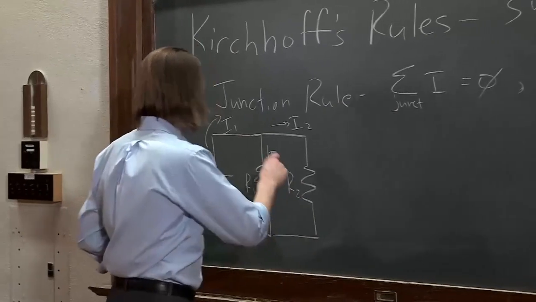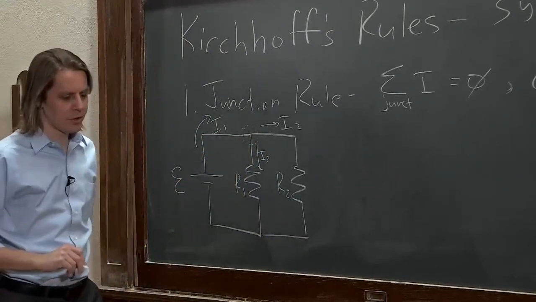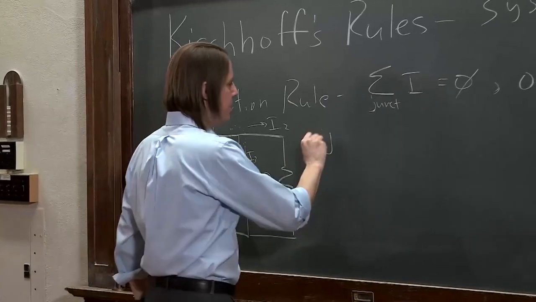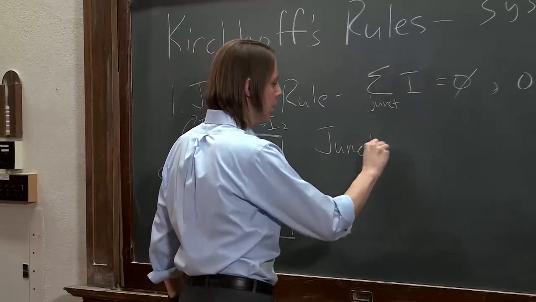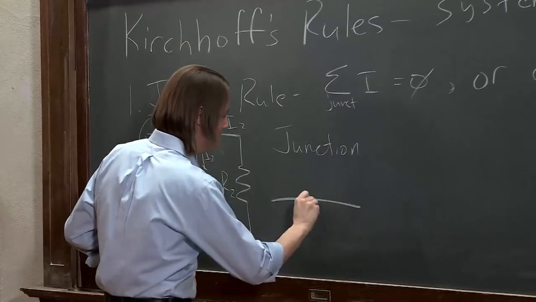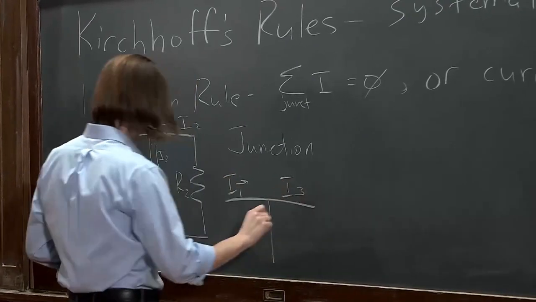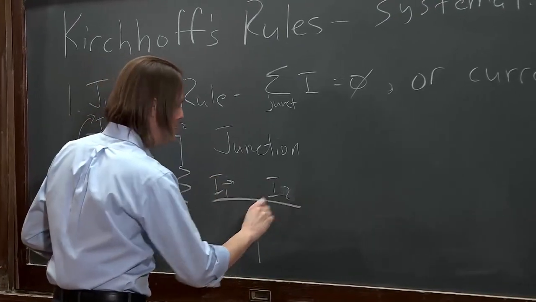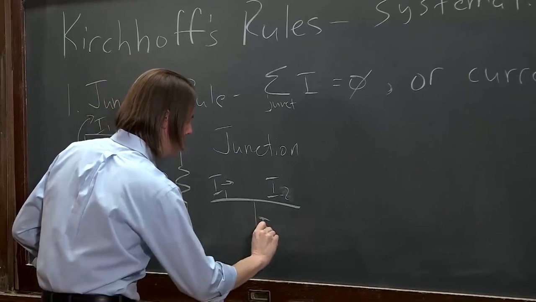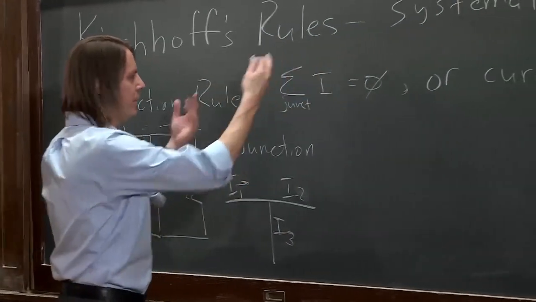So let's look at this little junction right here. That's one of our junctions. So at the junction, we can draw it, zoom in on it. We have I1, I2, and I3. And you write your sum, you just say, here, let's sum them up.